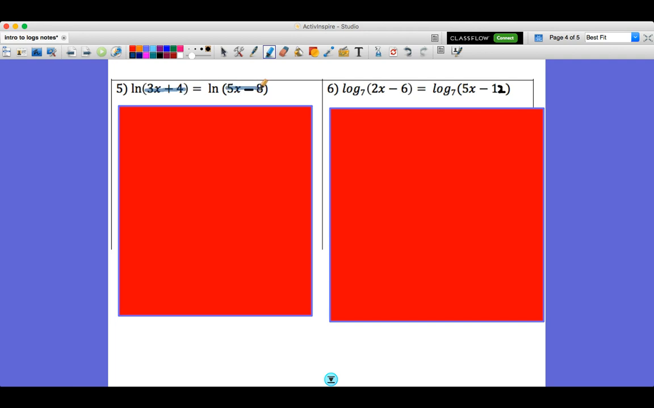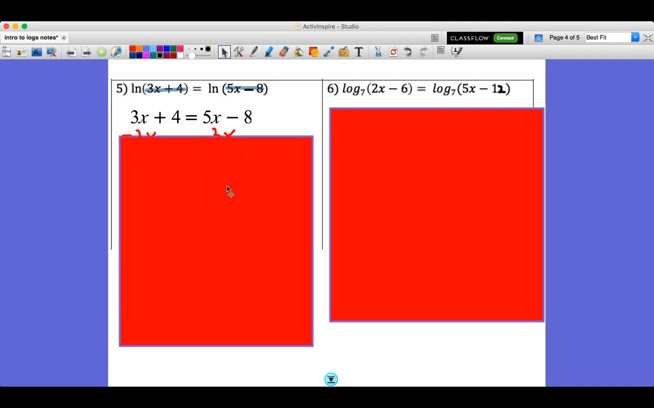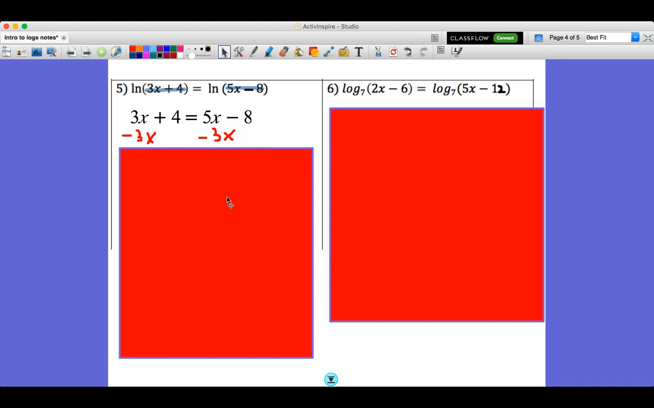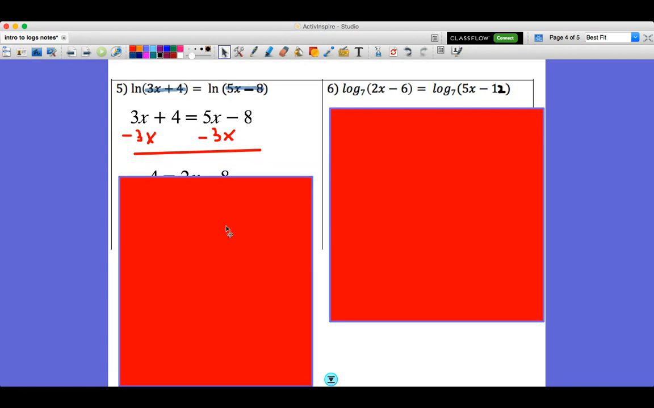They both are natural logs, so we can set 3x plus 4 equal to 5x minus 8. That's our equation to solve if you want to work ahead and see if you get the same answer. I decided to subtract 3x from both sides first. It's okay if you started a different way, just make sure your answer checks out at the end. So that gave us 4 equals 2x minus 8.